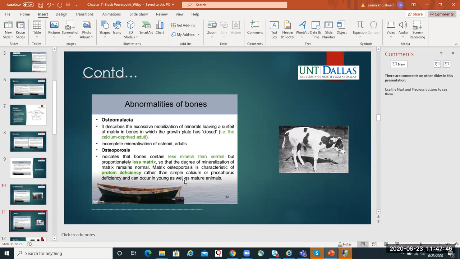One more is the osteomalacia. It describes the excessive mobilization of the minerals, leaving a surfeit or matrix of bones in which the growth plate has closed. So incomplete mineralization of osteoid in adults is called osteoporosis. That indicates that bones contain less mineral than normal, but proportionately less matrix. So the degree of mineralization of matrix remains normal. This matrix osteoporosis is characteristic of protein deficiency rather than simple calcium or phosphorus deficiency, and can occur in young animals as well as mature animals.